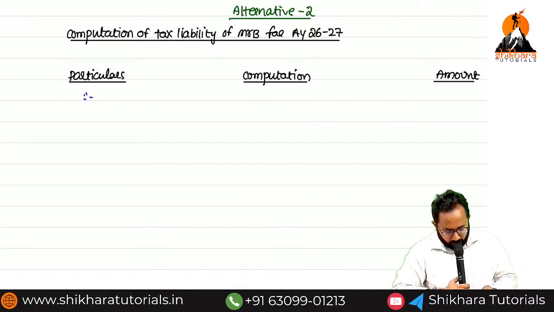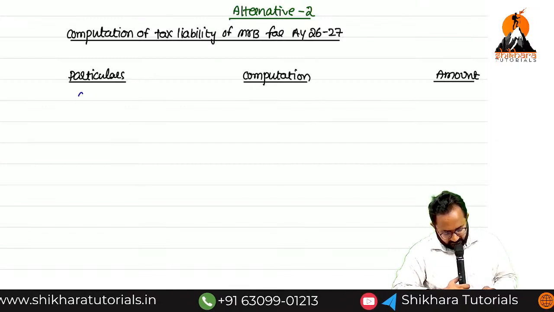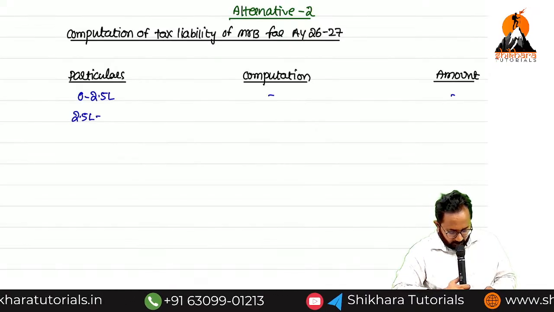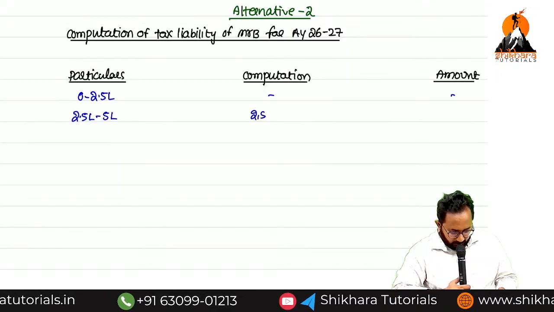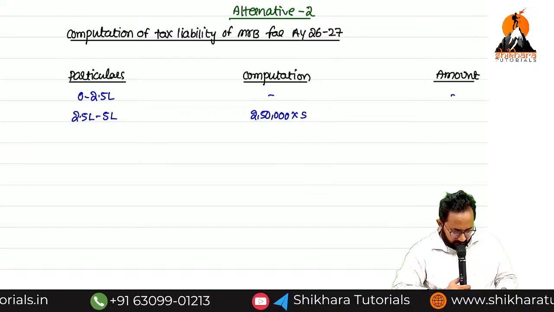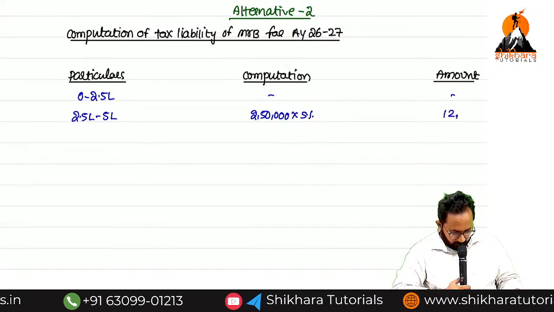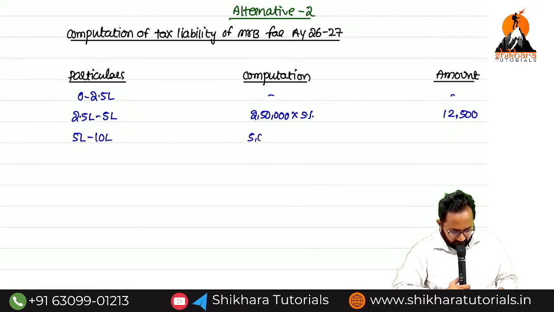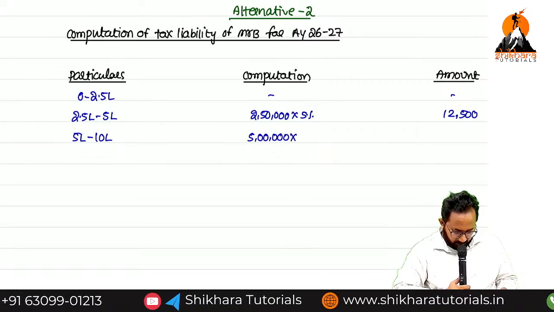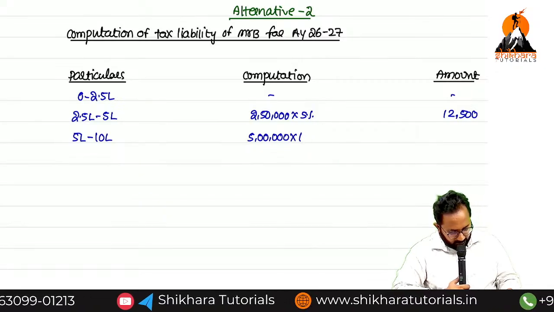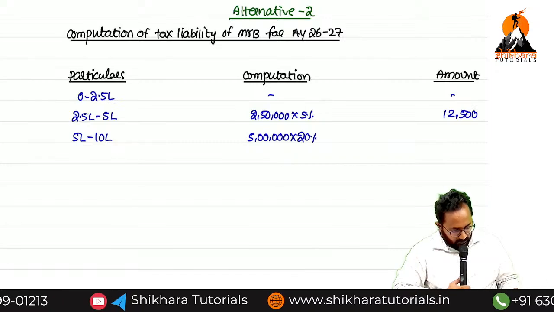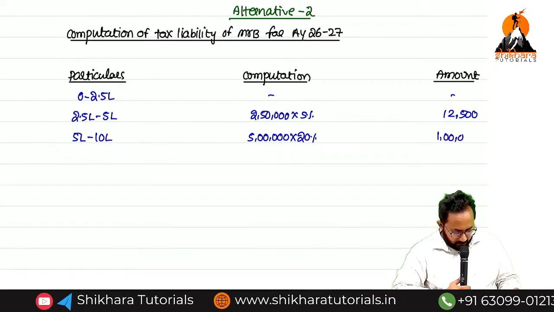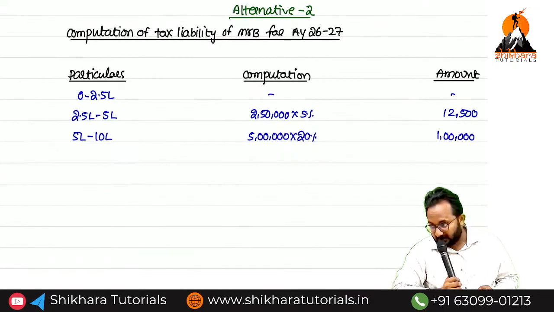So 0 to 2.5 lakh: computation, is there anything? No, nil. 2.5 lakh to 5 lakh: 2,50,000 into 5% we have to apply, 12,500. Yes, 5 lakh to 10 lakh: differential slab rate, differential amount 5 lakh. On that 20%, how much will you get? 1 lakh. You know these are all the basic calculations, but I'm giving the clarity to you. Anyway, okay, but if there is no marginal relief.